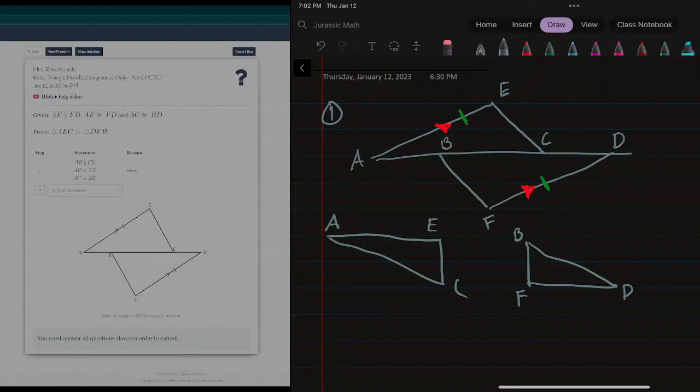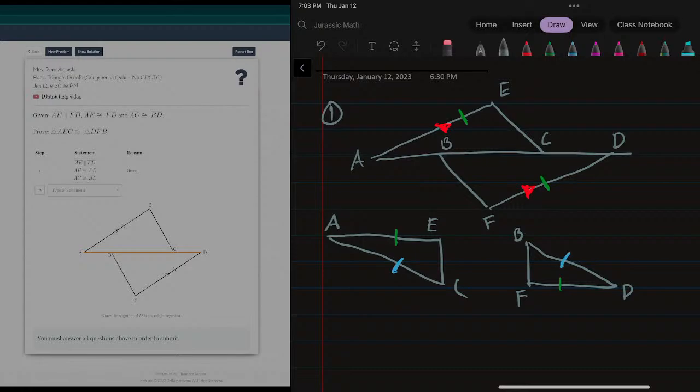But whenever I redraw my picture, I'm going to make sure I label. So in green, I have AE being the same as FD. And now I can color in A to C. Right here, AC and BD are the same.